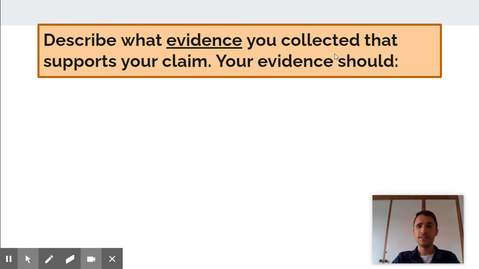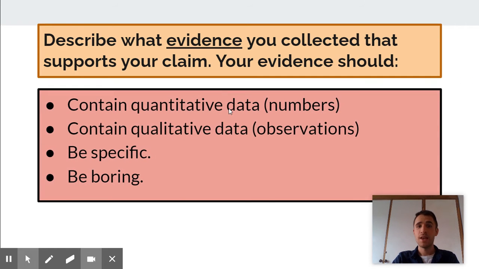Then you're going to get to your evidence. In your evidence is what you can prove, what evidence you have that supports your claim. So whatever your claim was, here's where you give the evidence to support it. This should contain quantitative data, meaning numbers. So in your experiment, you have lots of numbers, whether it's times or temperatures or however you did your experiment. Make sure to include those numbers in there.